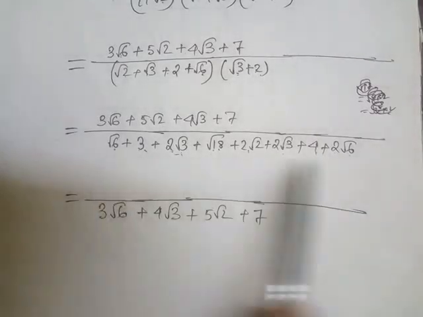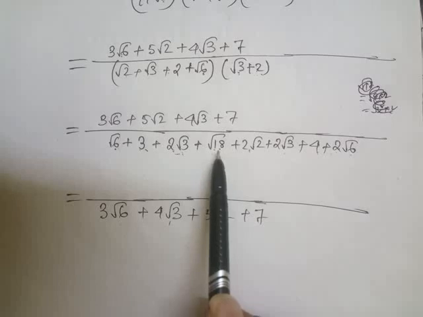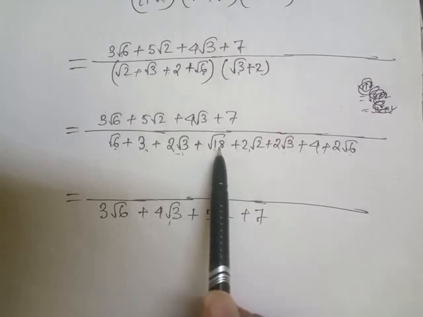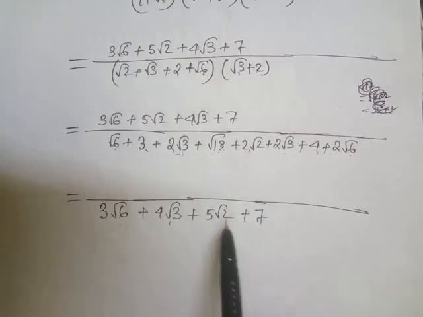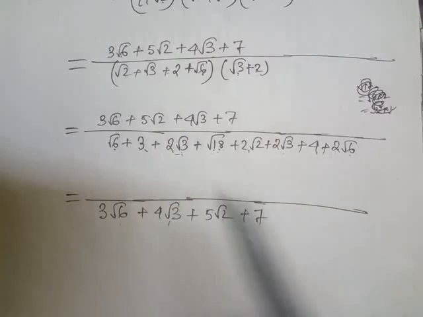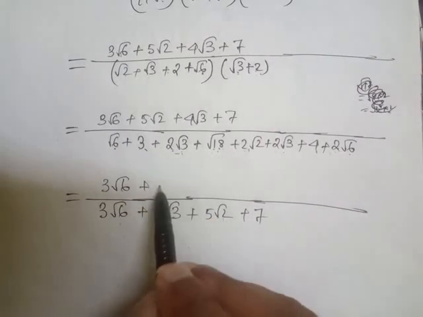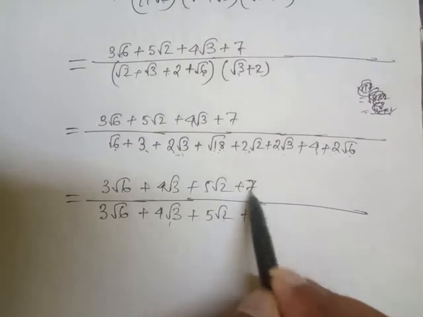I repeat again: root 3 and 2 root 3, 4 root 3. Then root 18 means root of 9 into 2. If it is 9, then 3 square means 3 root 2, and with 2 root 2 means 5 root 2. And 4 plus 3 is 7. Now here also I may write root 6. Now I'm just going to change this one: 4 root 3 here, then 5 root 2, then 7.